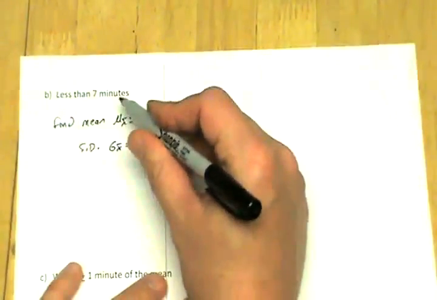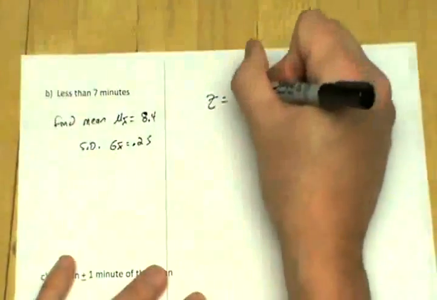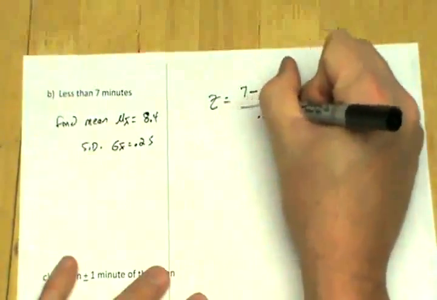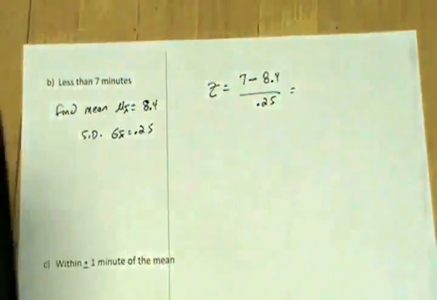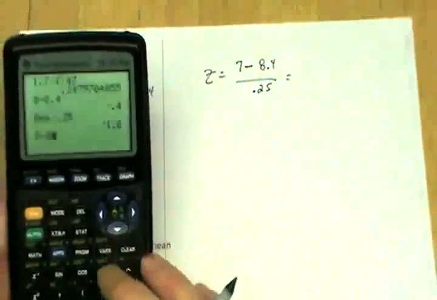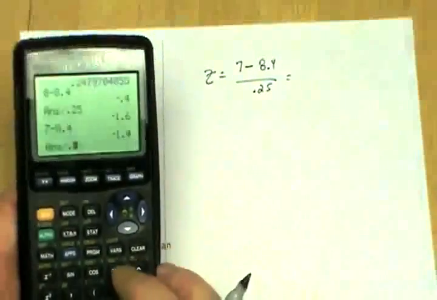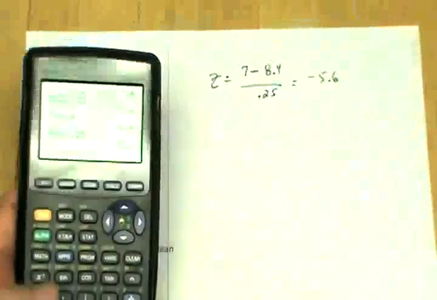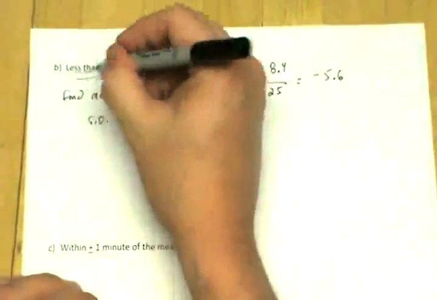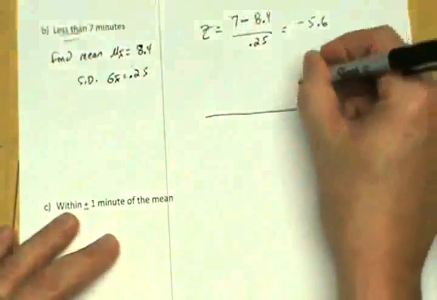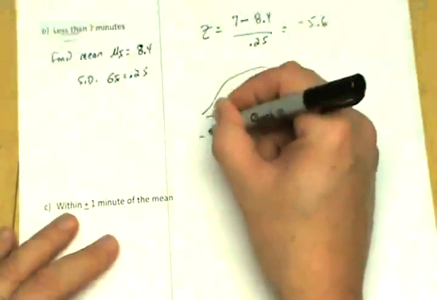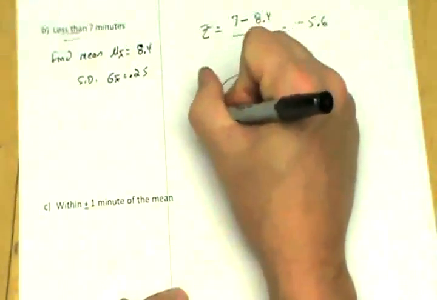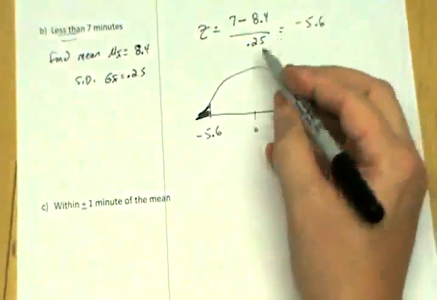All right, we want to know the question less than 7 minutes. So we're going to find the z-score, 7 minus mean of 8.4 divided by standard deviation of 0.25. 7 minus 8.4 divided by 0.25. Negative 5.6. We want less than that. Negative 5.6 is a negative, so we put it on the left. Less than is always left of that. So we're looking at a tail, left tail.